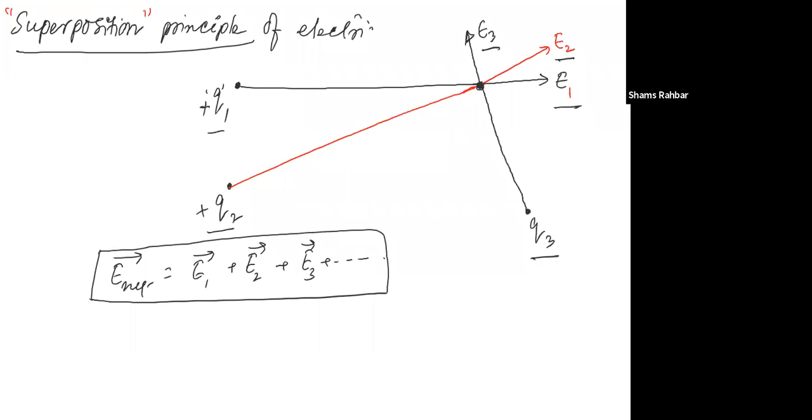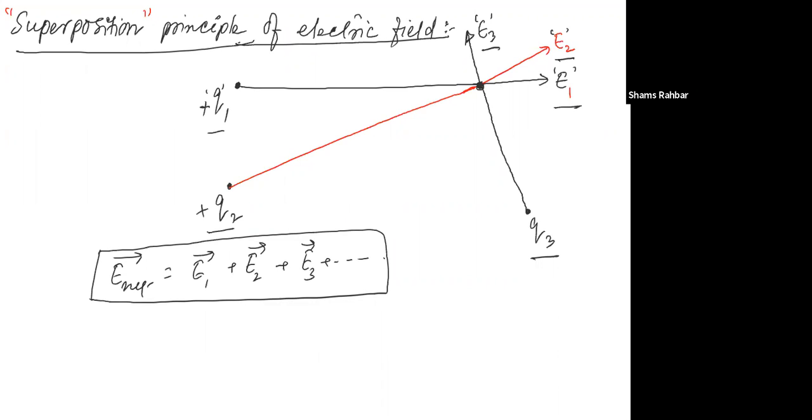What is this principle? As many charges you are having, the same number of electric fields you will be having at a given point. You have to find out all these electric fields individually, and then you have to take the vector sum of all those fields. Is it clear to everyone? Please respond yes or no. Yes, sir.